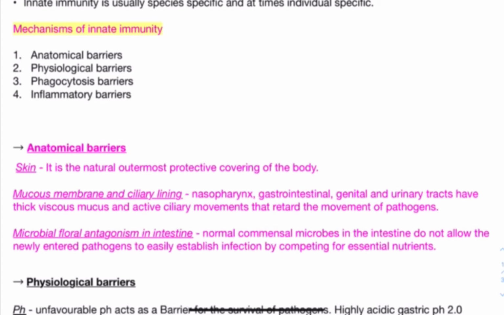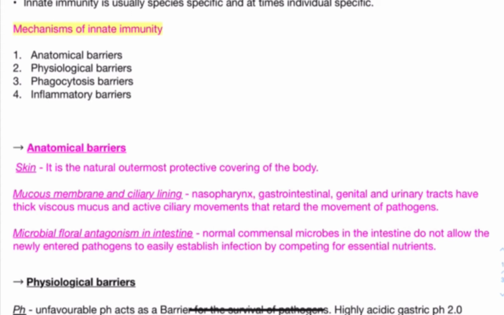Among anatomical barriers, first is skin. It is the natural outermost protective covering of the body, and its importance can be realized from the fact that whenever we have a cut or a burn, it makes the body highly susceptible to infections. Also, the lactic acid and fatty acids present in the sebum make the skin pH acidic, around 3 to 5, at which pathogens encounter difficulty in surviving.